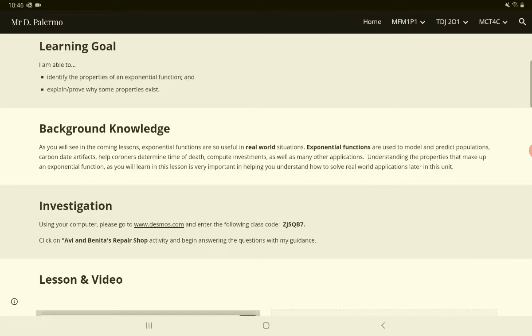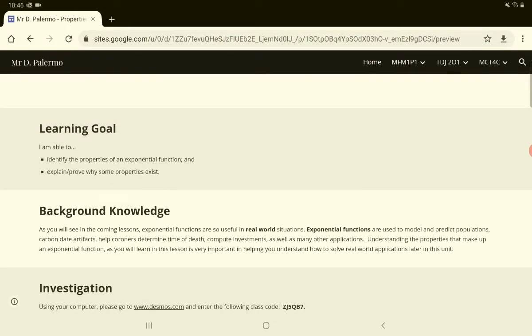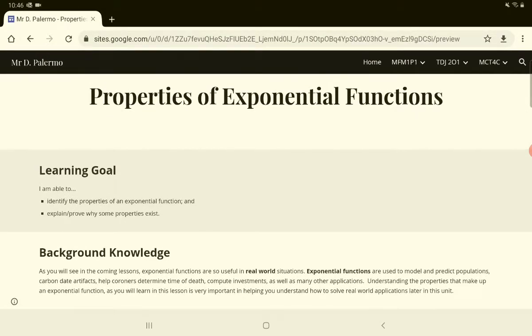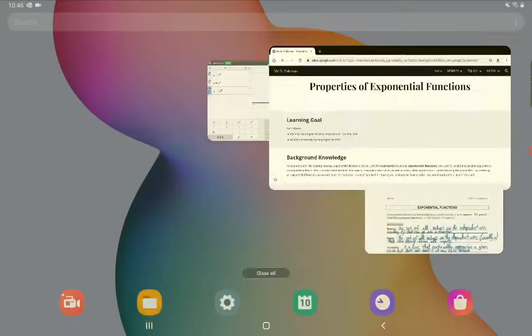I had you all do an investigation, so you do have some background knowledge when it comes to exponential functions. That investigation was done on Desmos. And without further ado, let's begin our lesson.